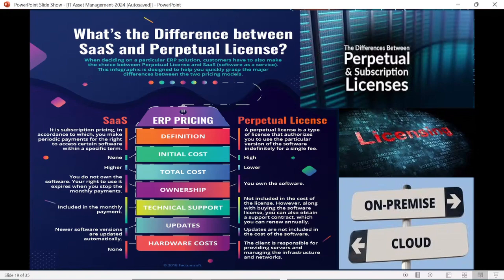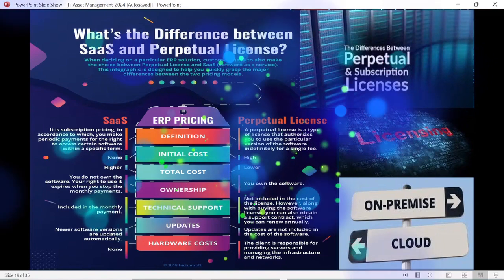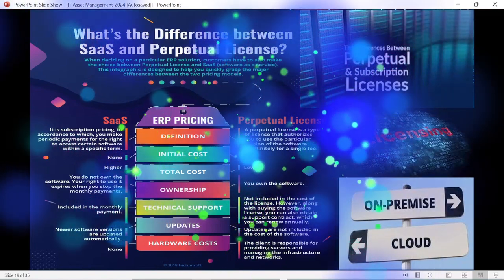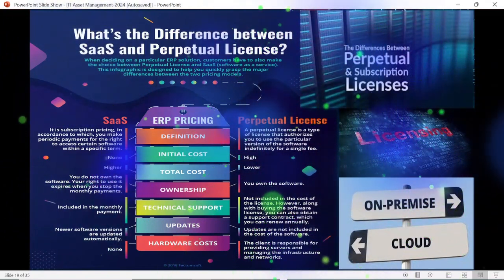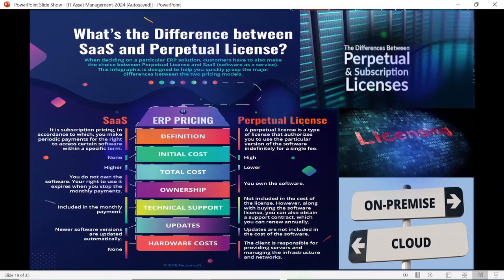So guys, depending on your need, the size of your organization, your requirement, and your budget, you will have to take a call on which license model is going to be better for you. It's not that perpetual has more benefit or subscription has less benefit. I think it's better to understand how the perpetual license model and the subscription license model differ from each other, so that we can take the call.